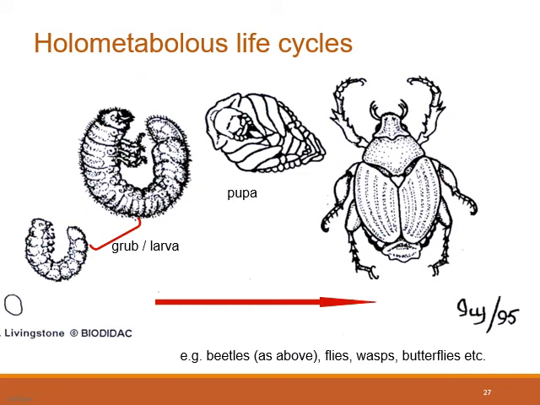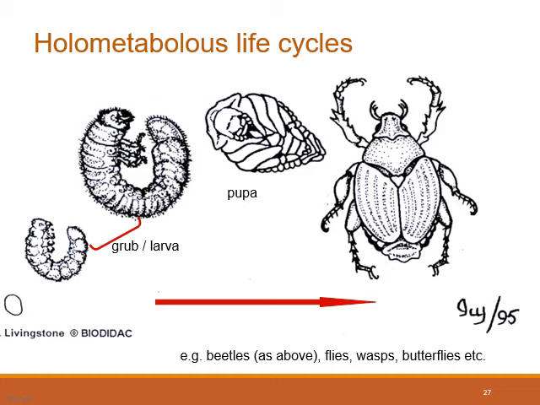Finally, we have the holometabolous life cycles. In insects with a holometabolous life cycle, we have full metamorphosis, and this is the most derived type of life cycle in insects. So it's come about more recently than the other life cycles. And in these species, the adult is very different from the larvae.